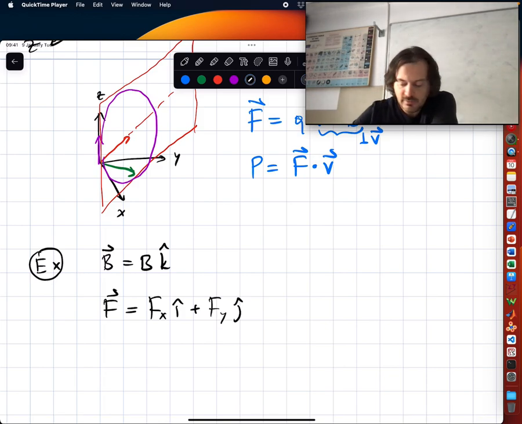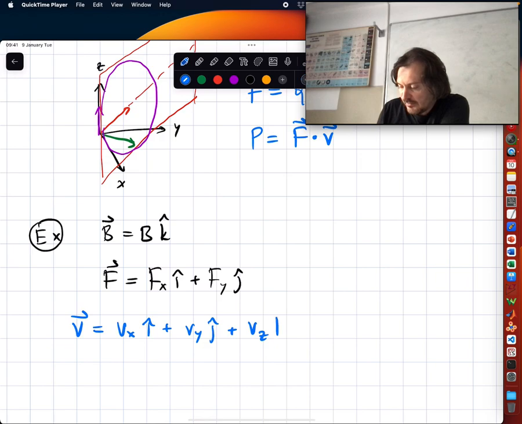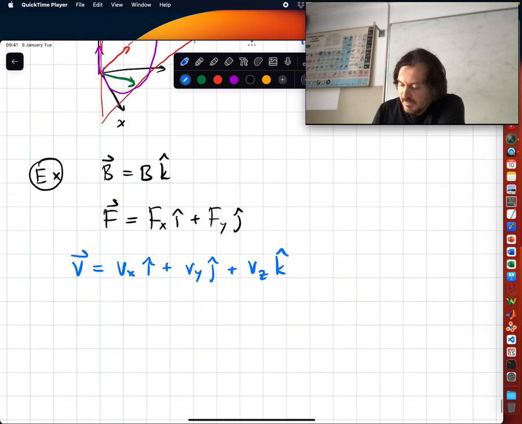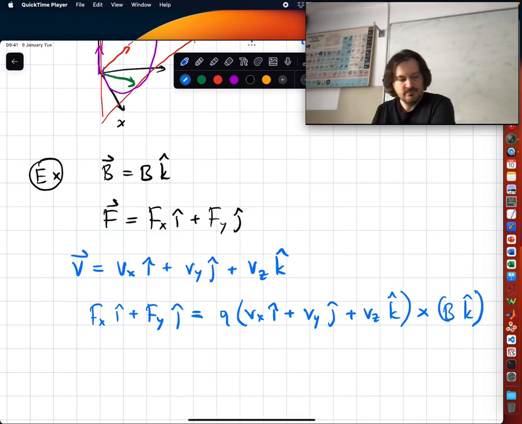So let's give it some values. Let's say V is Vx i, Vy j, Vz k. Vz is the one that we are not going to find. Then we can just say that Fx i plus Fy j is equal to Q times Vx i plus Vy j plus Vz k, cross product, B k.